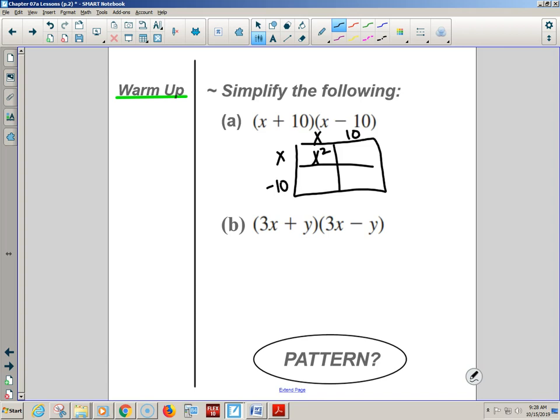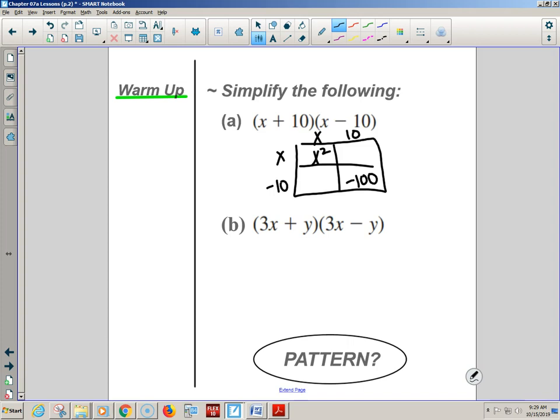What's going to be here? Careful. 10 times 10. See it? Negative 100. Okay. So do I still have a square root of the x's? Yep. Do I still have a square root of the 10s? Yep. But it's not positive anymore. It's a negative, because a positive times a negative is a negative.